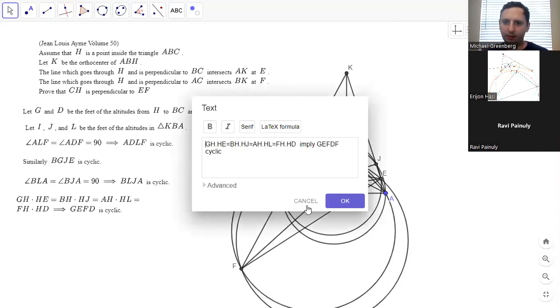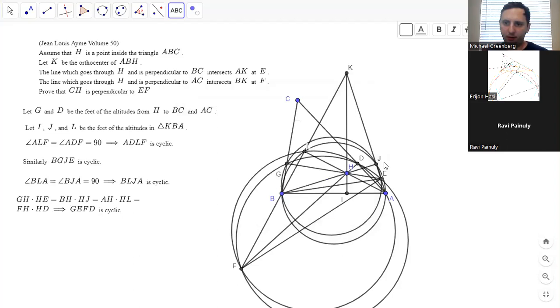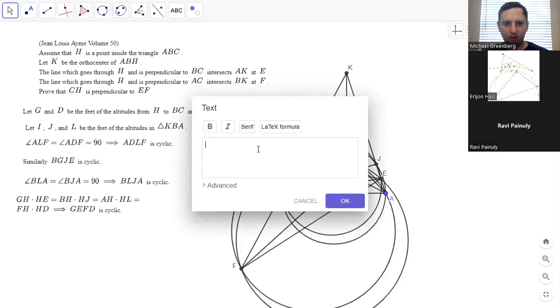Oops, sorry, I didn't copy right. I don't know why it won't copy. I'm just going to type it up. HC passes through the circumcenter of GHD. So it is an altitude in HFE.